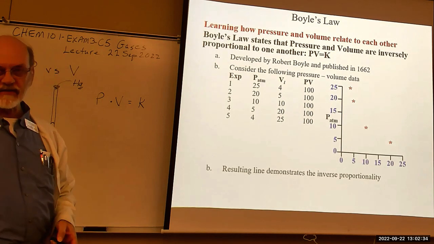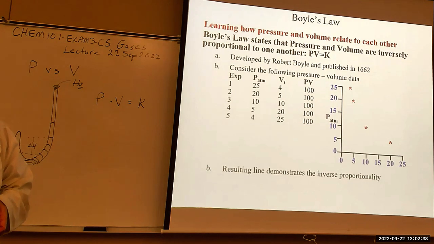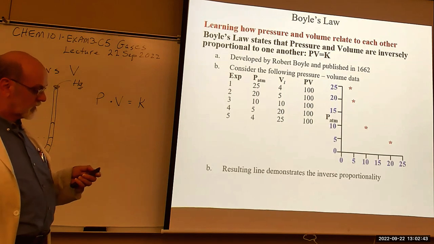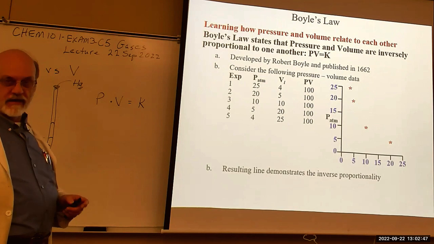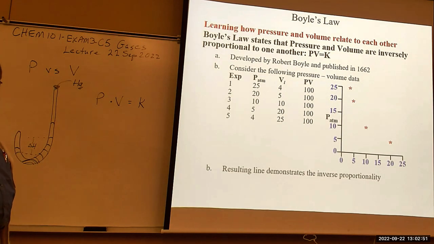That curve in mathematics is called a hyperbola. Remember studying hyperbolas? Okay. What's characteristic of a hyperbola? These tails, this way and that way, never touch the axis, ever. They can go out to infinity, will never touch the axis.